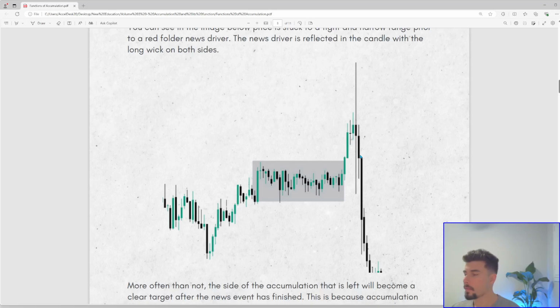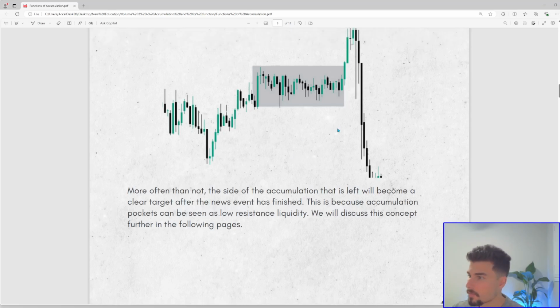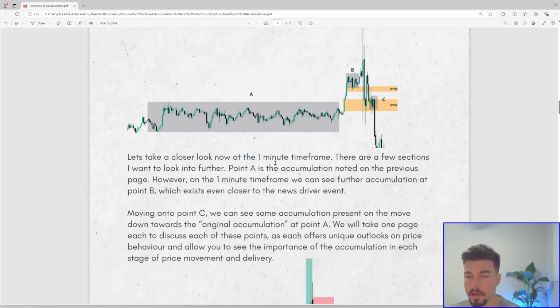Now this here is on the 5-minute time frame. Let's look at a slightly lower time frame. This here is the 1-minute time frame, and this here is the 5-minute time frame. Let's take a closer look. We've got three pockets of accumulation: accumulation pocket A, accumulation pocket B, and accumulation pocket C.